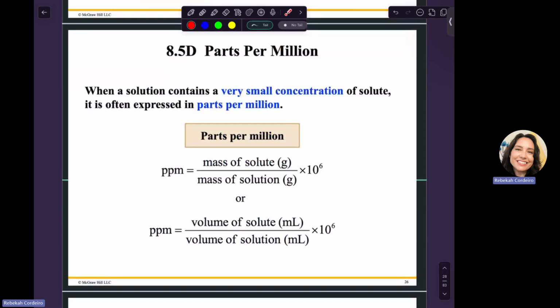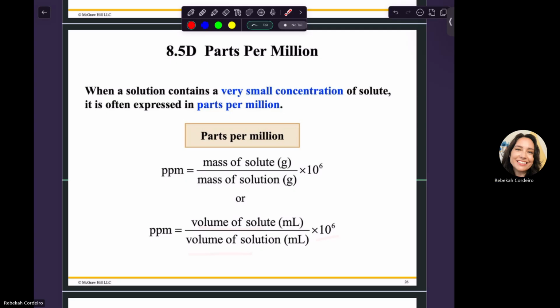Another way we can measure concentration is parts per million. Parts per million can be pretty simple. We're just going to take the fraction of solute to solution and multiply it by a million, which is 10 to the 6. So parts per million could be mass of solute over mass of solution times a million, or volume of solute over volume of solution times a million.